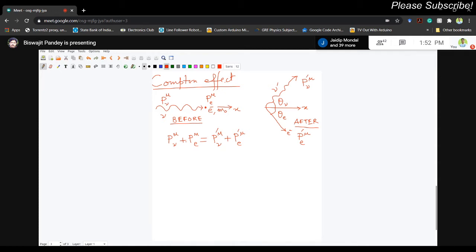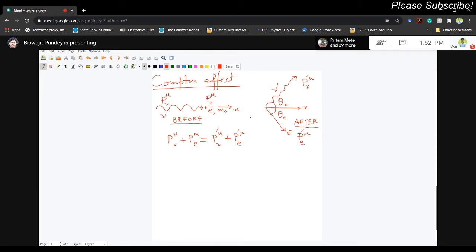On the right hand side, if you look carefully, this quantity is the 4 momentum of the scattered photon, for which, again, if you know the frequency, you can write down the 4 momentum. And what about the electron? The electron rest mass is known, but you do not know the velocity of the scattered electron, and you also have to know several things like the 2 angles, theta nu and theta e. The more unknowns you involve in the equation, the more complicated things become.